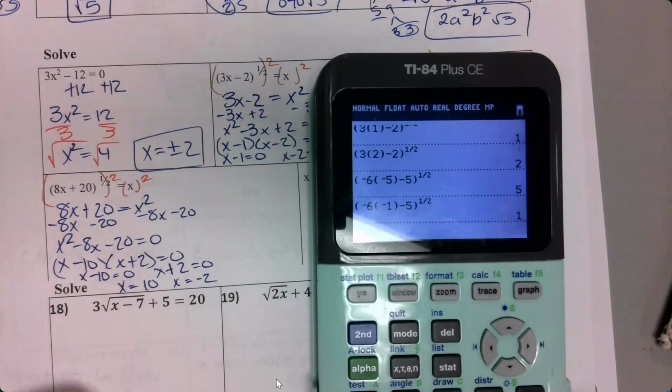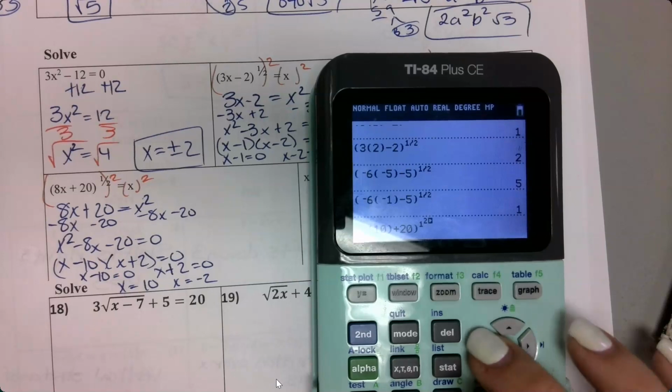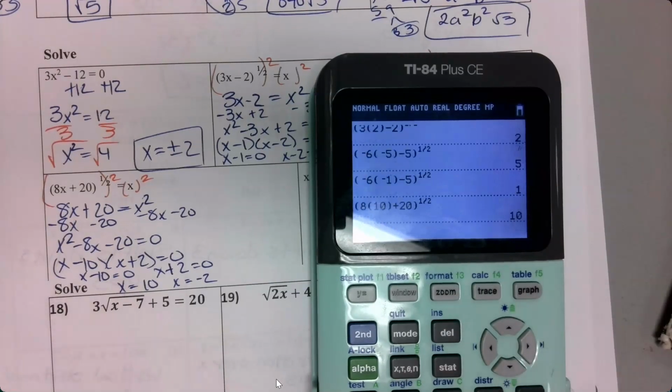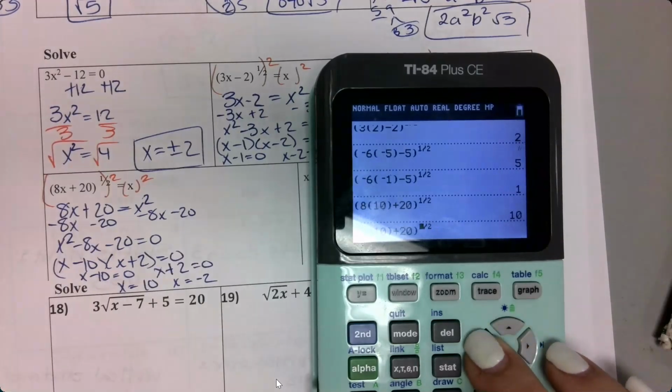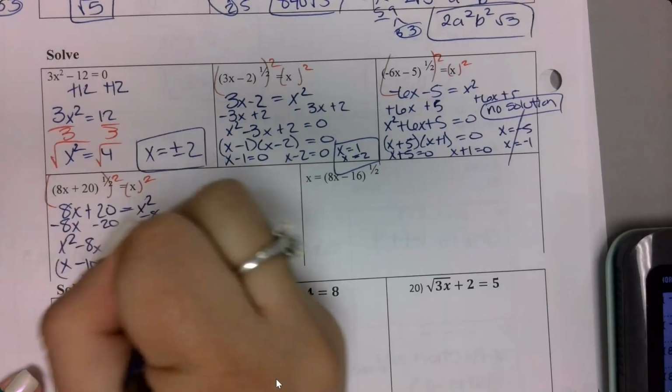So I want to plug these in. That one I plugged in 10 and I got out 10, that's good. And then I'm going to plug in the negative 2. That one I got a positive 2, so that one's not good. So only 10 is my answer here.